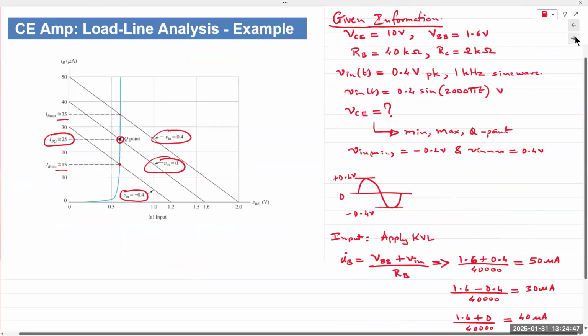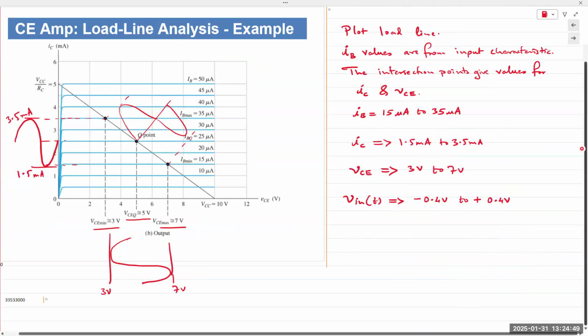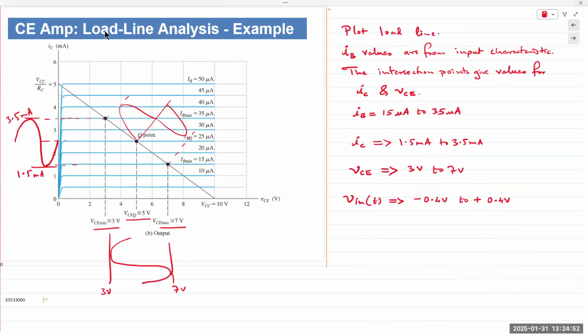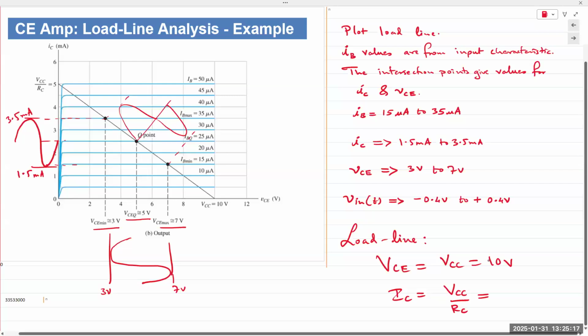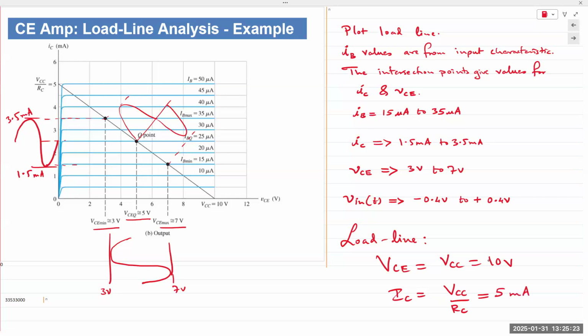So in the case of our example, in order to plot the load line, VCE is equal to VCC, which is equal to 10 volts. And then IC value is VCC over RC, which is equal to, what is it, 2 over 1000, so 5 milliamps. And those 2 points are right here.